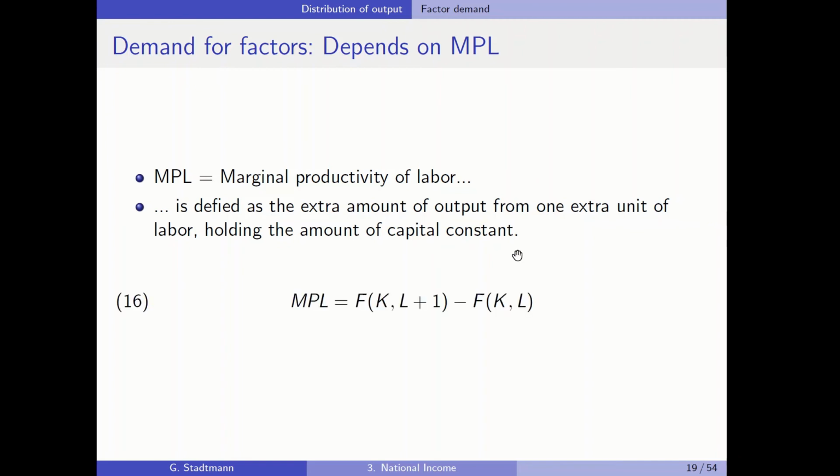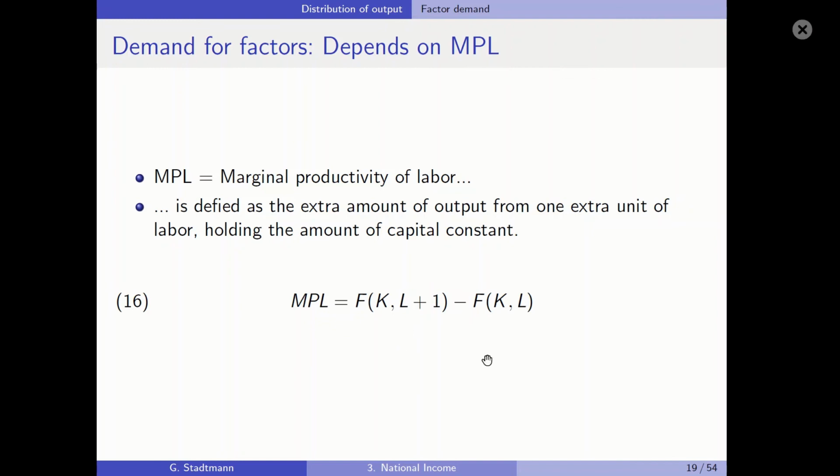In the textbook, the formula for the marginal productivity of labor is given in the following way. So the output, which stems from the amount of capital and this amount of labor plus 1, and then we are subtracting the output we are producing with this amount of capital and that amount of labor. So we want to find out what happens if we are increasing labor input by 1 unit, by how much does output increase.